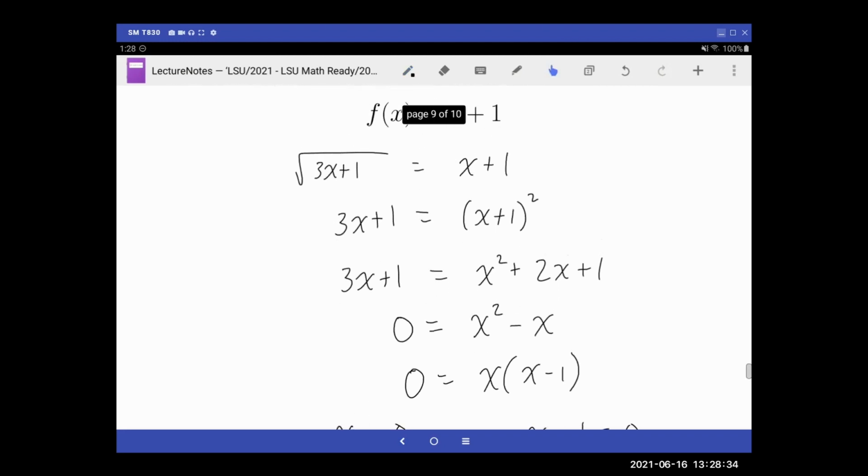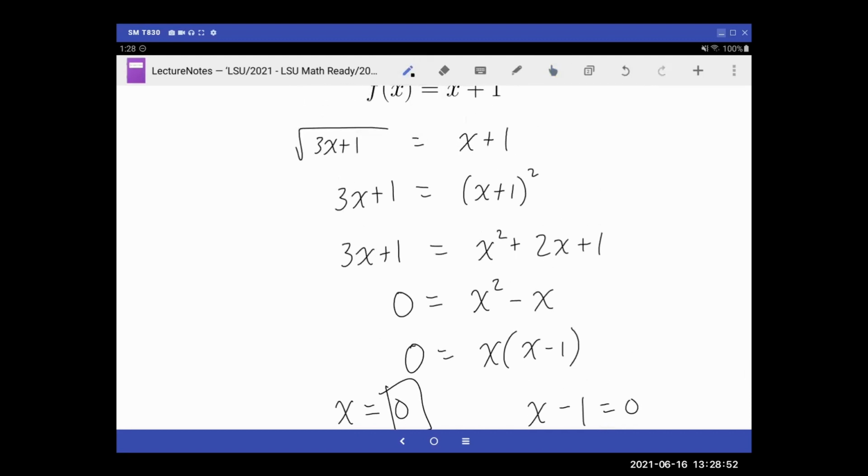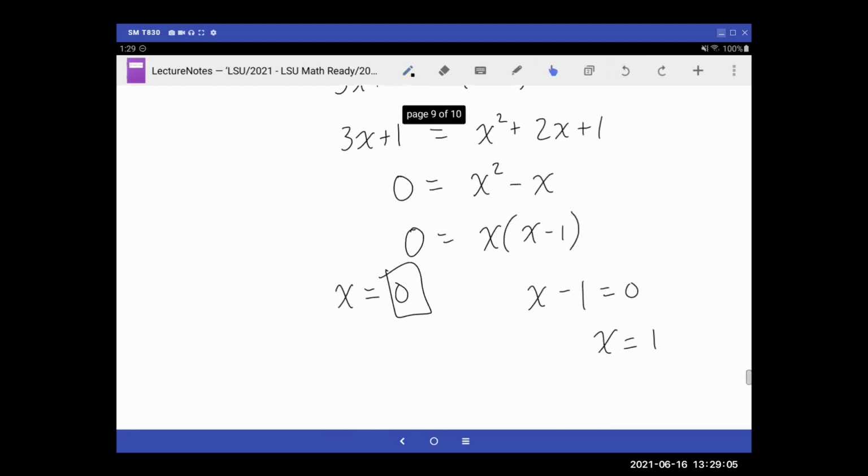Does 0 work? If I plug in 0, that's 0 plus 1, square root of 1, which is 1. 0 plus 1 is 1. I get 1 equals 1. So 0, good to go. Plugging in 1, 3 times 1 is 3, plus 1 is 4. So we're looking at the square root of 4, which is 2. 1 plus 1 is 2. They both work. I guess we're done with this section here.